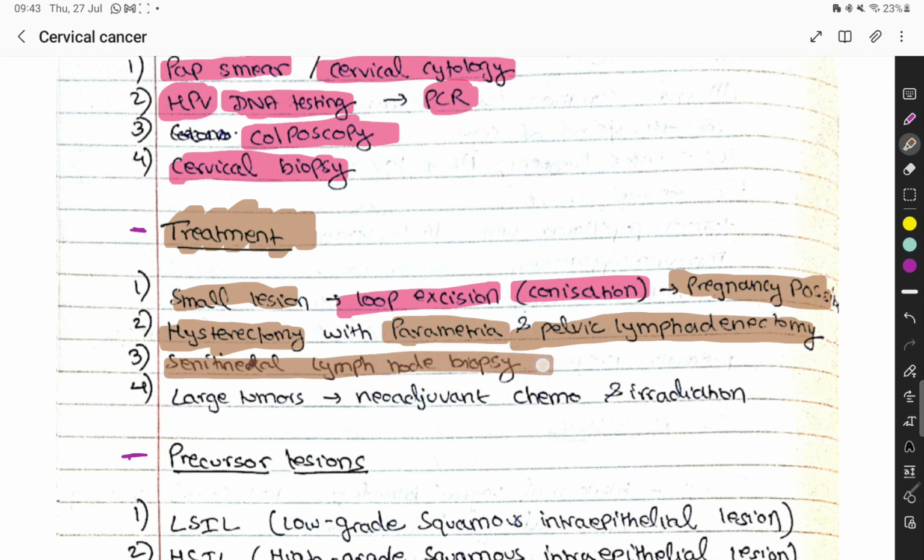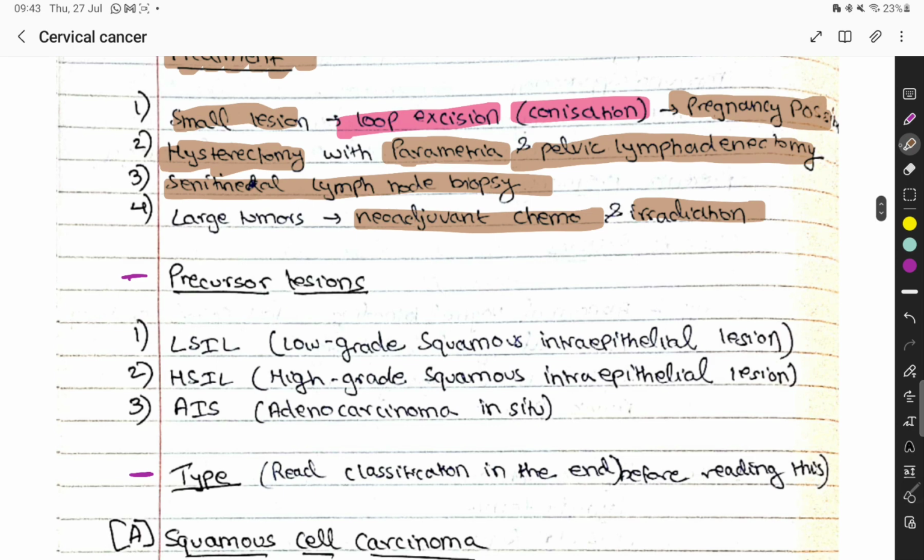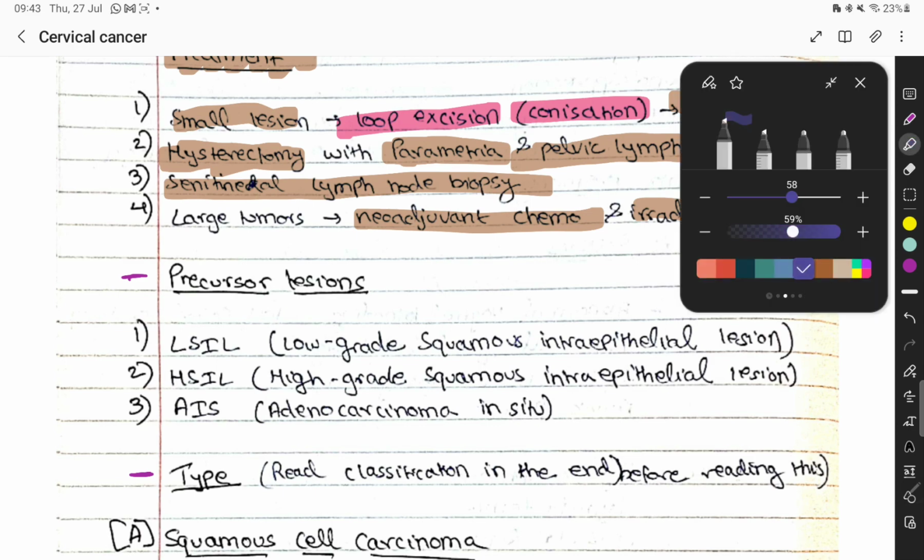Sentinel lymph node biopsy is also done as treatment. And then for large tumors, you have neoadjuvant chemo and radiation.